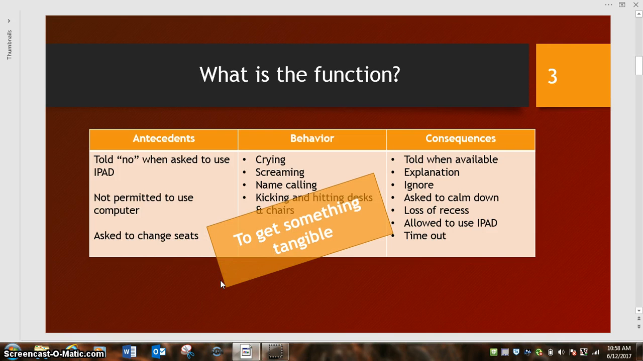Okay, in this example, our determination is that the behavior's function is to get something intangible. Now, if we took additional data points, could that determination change? Possibly, but based on the information that we have right now, our best educated guess is that the function of this behavior is to get something intangible.